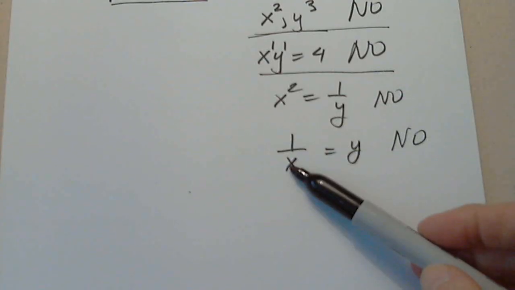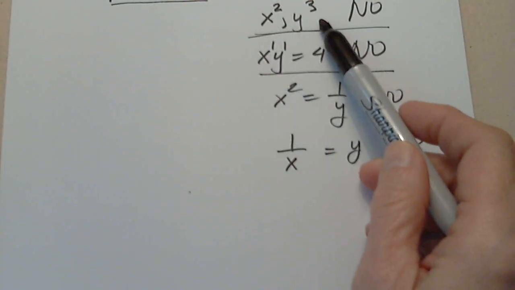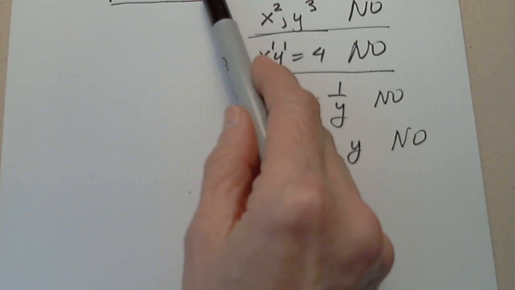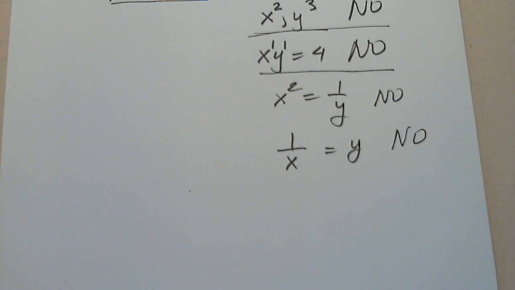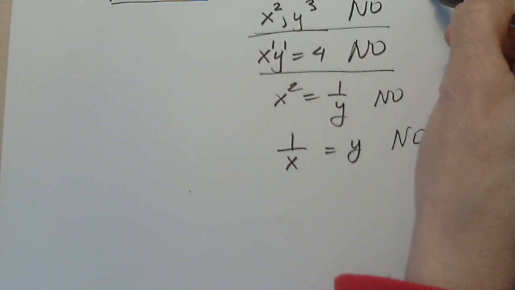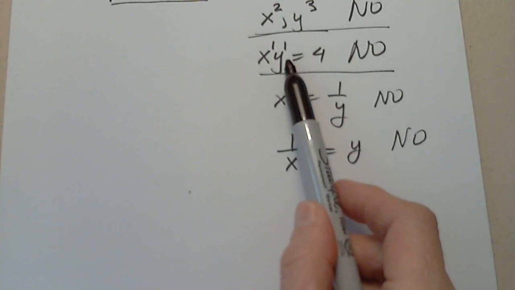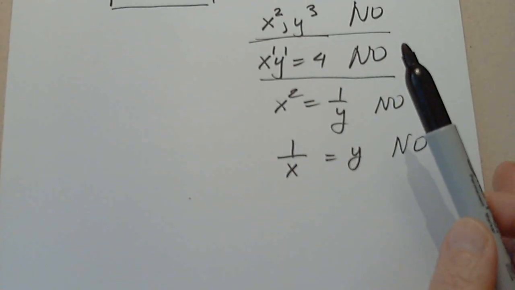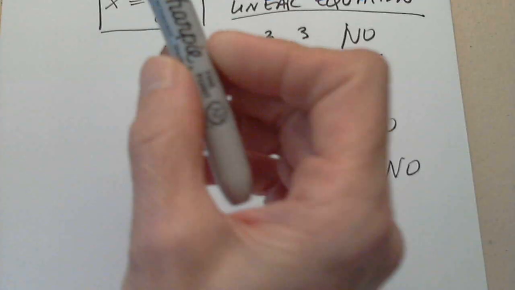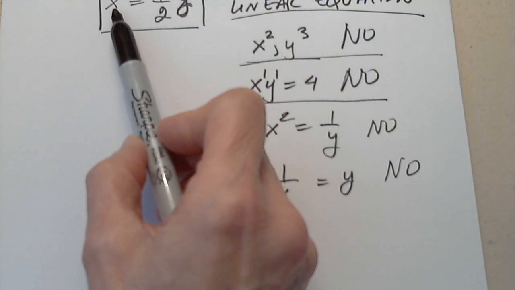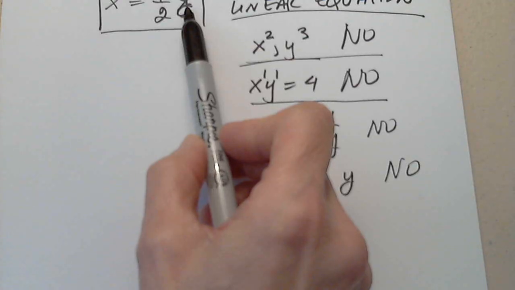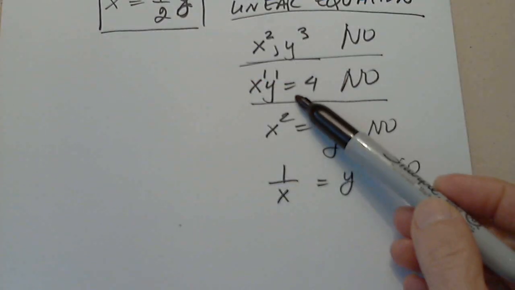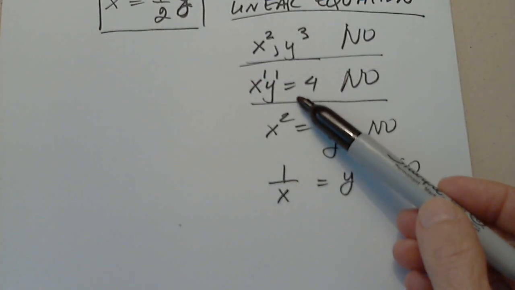So variables in the denominator are not accepted. Other powers than power 1 are not accepted. I mean, they exist, but they're not linear equations. Products of variables are not possible in a linear equation. So what is possible in a linear equation? Only a maximum of two variables, x and y, with power 1, and no products of variables.